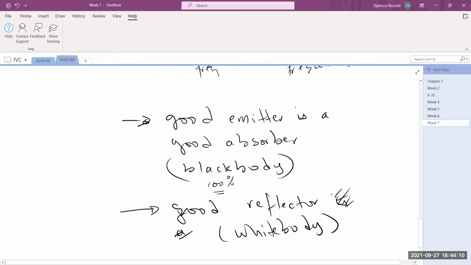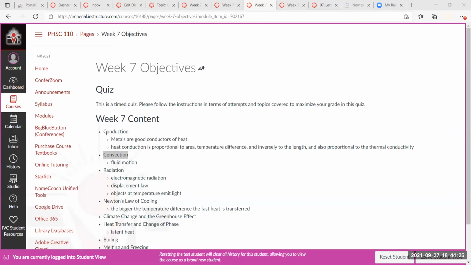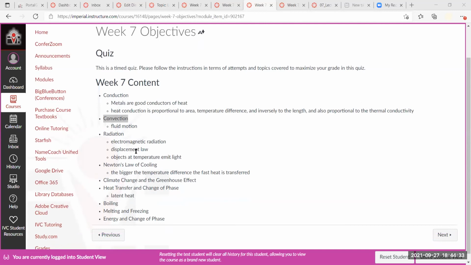Let me go back to my notes from this week, so that we're on the same page. So let me stop sharing that screen and share with you guys the notes from this week. So again, we talked extensively about conduction. As a matter of fact, we talked a little bit more than what the book has said in here, and also convection, radiation. I mentioned the displacement law, okay?